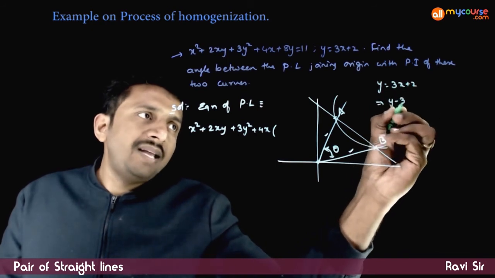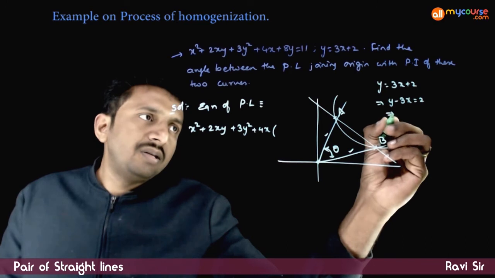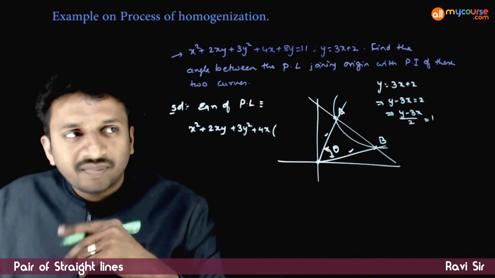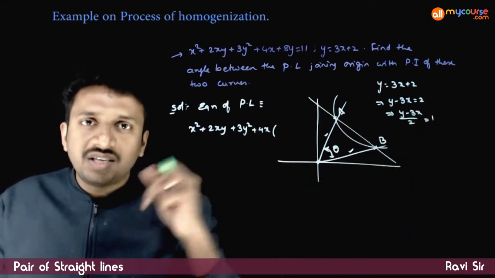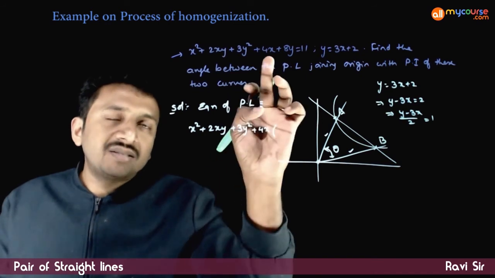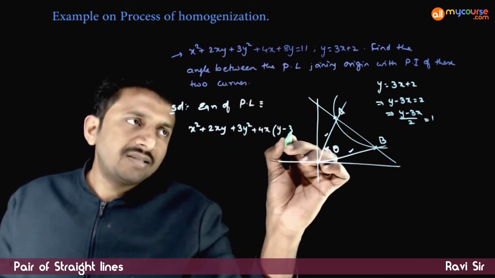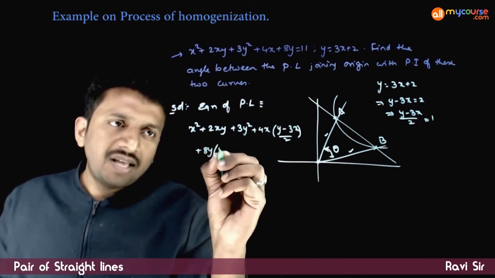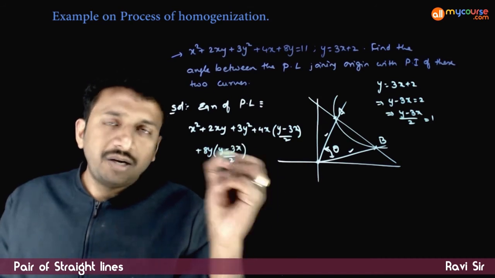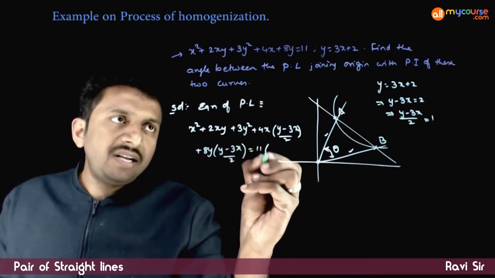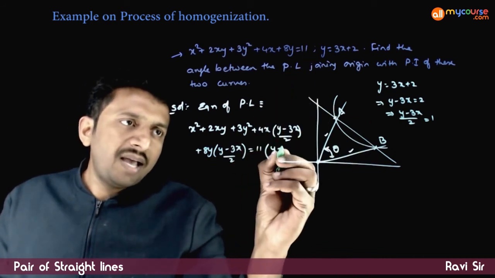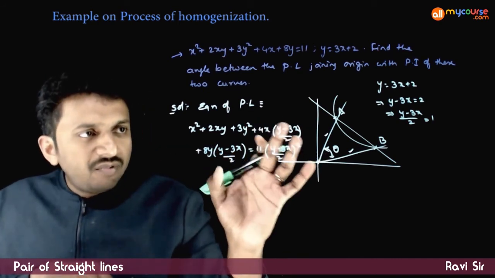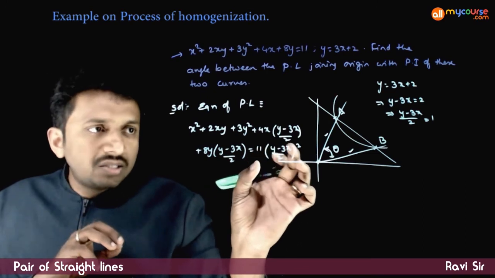This implies y minus 3x is equal to 2. This implies y minus 3x by 2 is equal to 1. So 4x can be written as 4x times 1, or (y minus 3x) by 2, plus 8y times again (y minus 3x) by 2, is equal to 11 times (y minus 3x by 2) whole square. For linear terms, we multiply a linear, with the constant we multiply a quadratic.